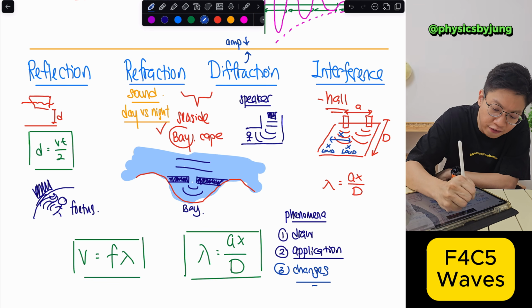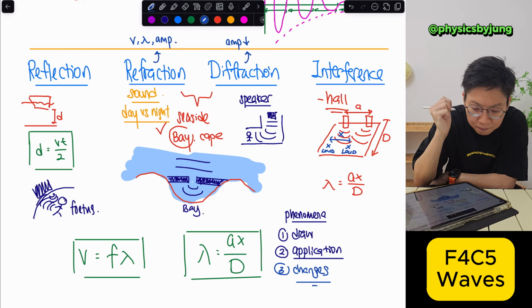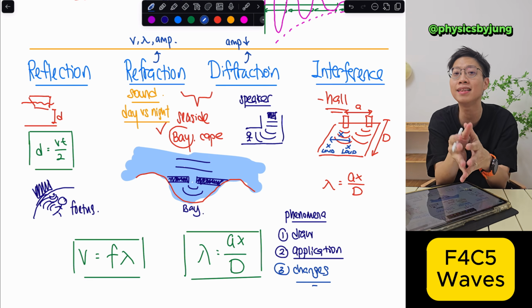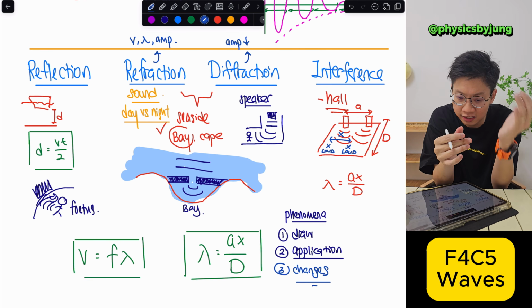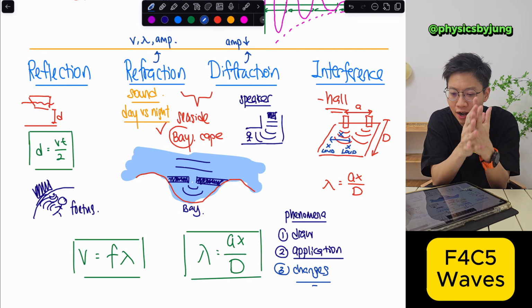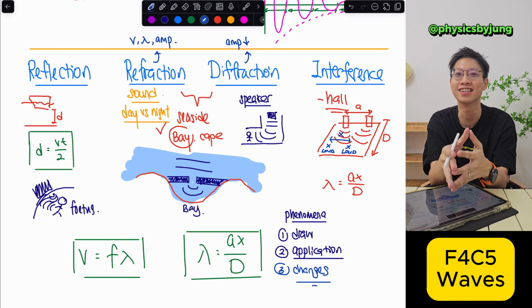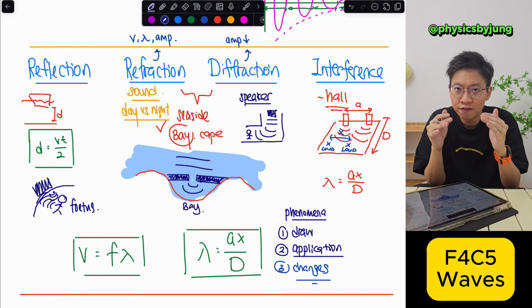Alright? In refraction, usually it will affect your velocity, your wavelength, and your amplitude will change depending on whether it is a deep region or a shallow region. So guys, please go and find out your answer. This is just a recap, not a full teaching video.